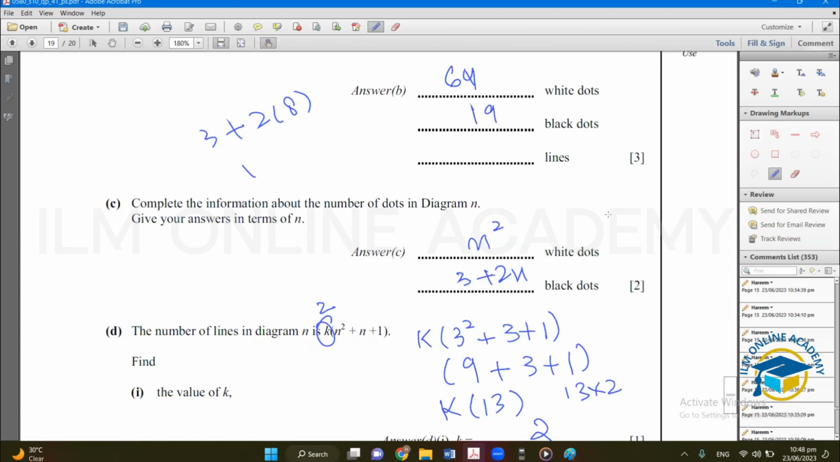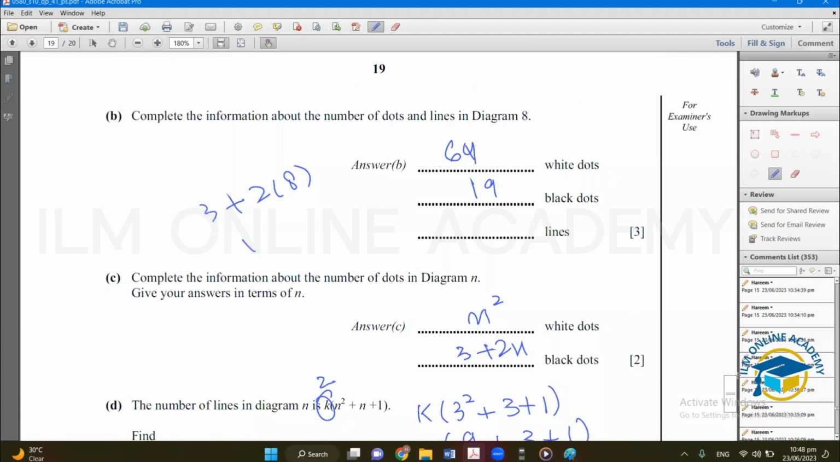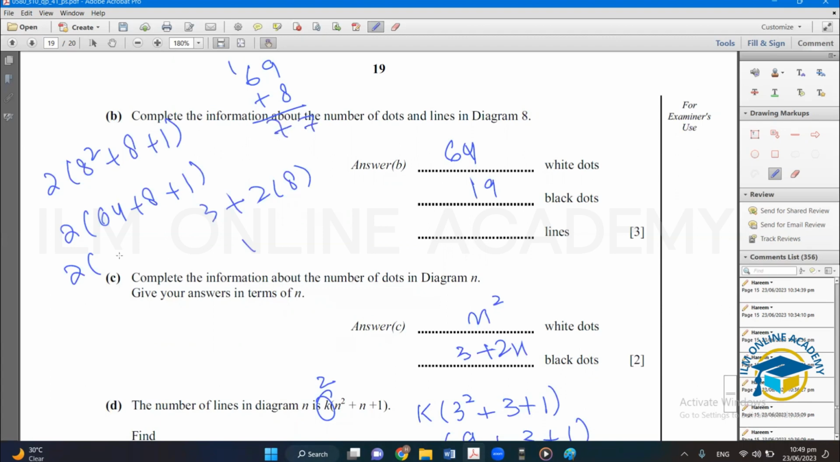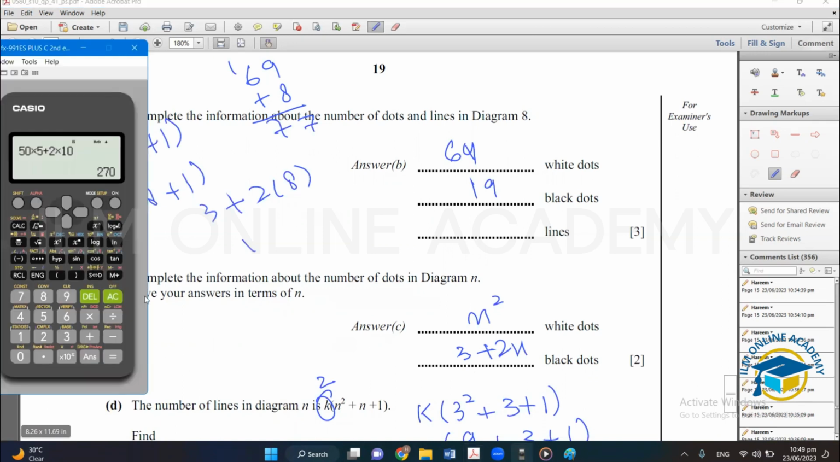And the number of lines in the eighth diagram, what we can write is 2 times 8 square plus 8 plus 1. 2 times 64 plus 8 plus 1. So 64 plus 1 is 65, and 65 plus 8 would be 73. Sorry, 64 plus 8 plus 1 is 73, and 73 multiplied by 2 is 146.